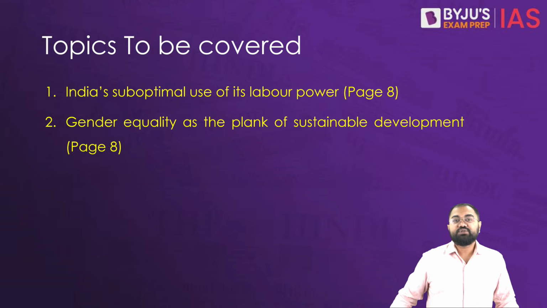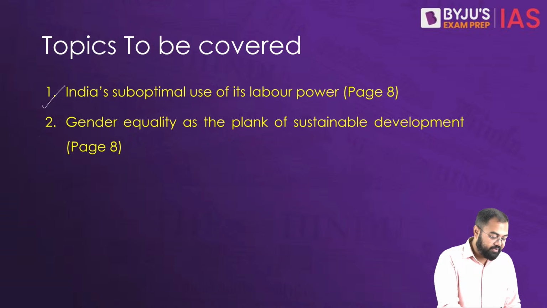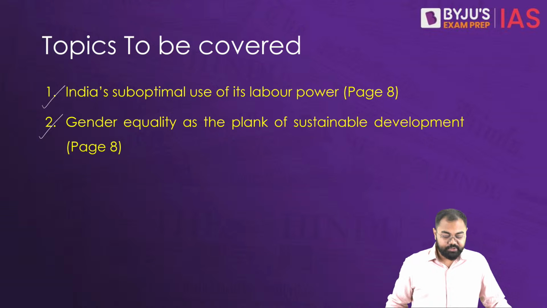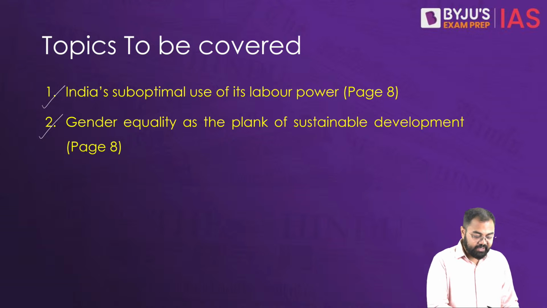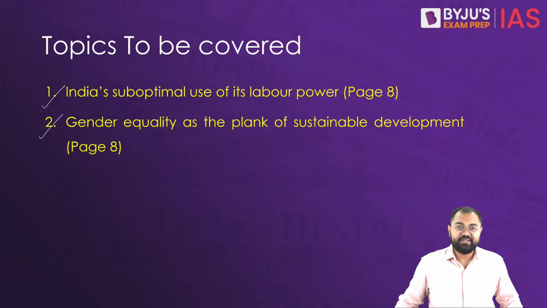So first, to look at all the topics that we have today, there are two important topics that we have taken from the editorial page. This is one, India's suboptimal use of its labor power. This is the first article. And then the second article is gender equality as the plank of sustainable development. So these are the two articles on the editorial page that we are going to discuss in detail.